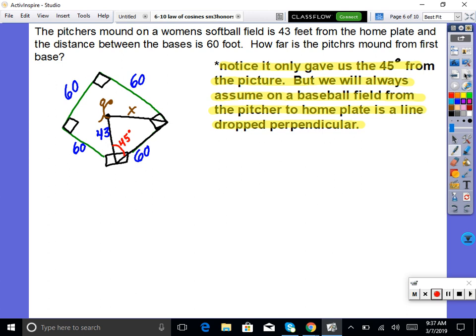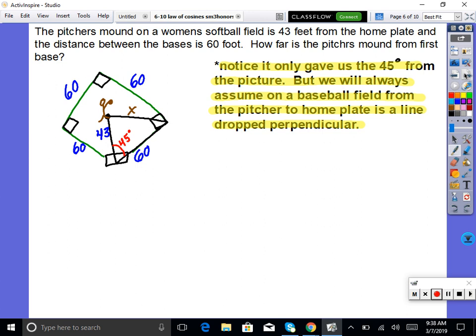So a pitcher's mound on a women's softball field is 43 feet from the home plate. So notice I've drawn that. There's the pitcher and 43 feet directly to home plate. And the distance between the bases is 60 feet. So each base from base to base is 60 feet. It says, how far is the pitcher's mound from the base? Wow, I have a lot of typos in here, I need to fix that. So we're trying to figure out the pitcher's mound to first base.